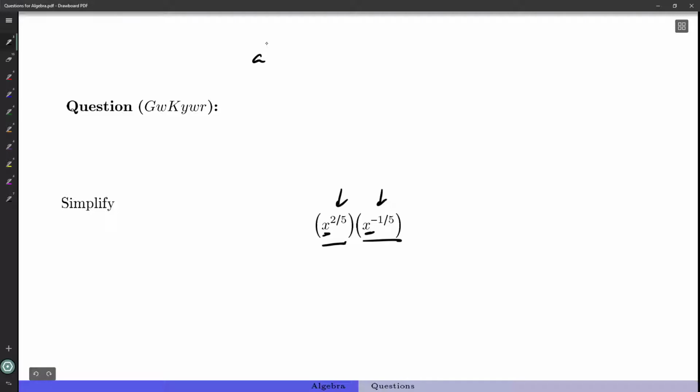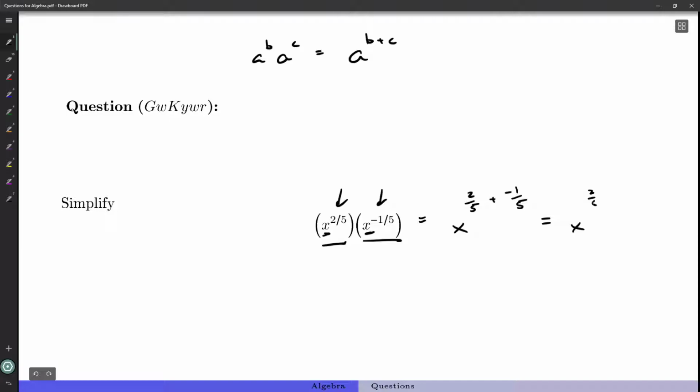And so if you have the same base, you can multiply these different powers of a together, or in this case x, into a single power by adding the exponents. So what do we have? Well, we've got an exponent of 2/5 plus an exponent of negative 1/5.